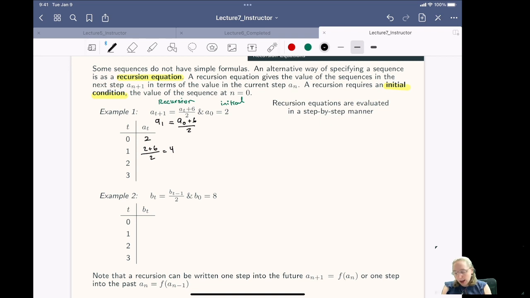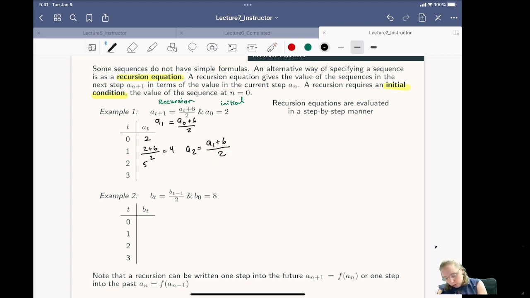Okay, now that we have a1, we can evaluate the next step, which is a2. So note that a2 is equal to, okay, so if I have this is equal to 2, that means that t is equal to 1, so we have a1 plus 6 over 2. So the next step in terms of the previous step, a2 is equal to a1 plus 6 over 2. That's 4 plus 6 over 2. That's 10 over 2, which is 5.